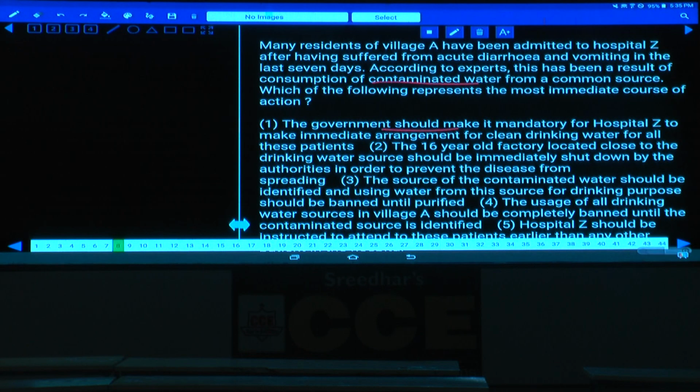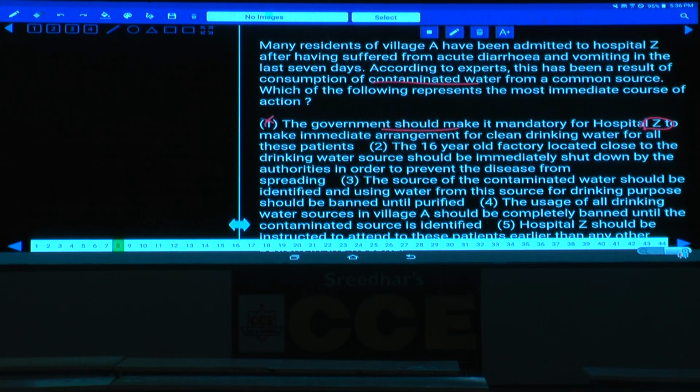Now the government should make it mandatory for hospital Z. Now here hospital Z is what? Hospital Z is nowhere coming into the picture because the final course of action must be based on the purified water. But as hospital Z is nowhere related to that purification of this water, the first one is ruled out.